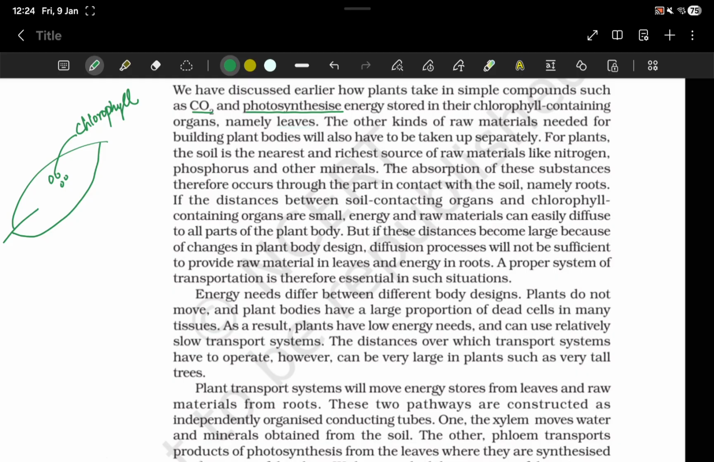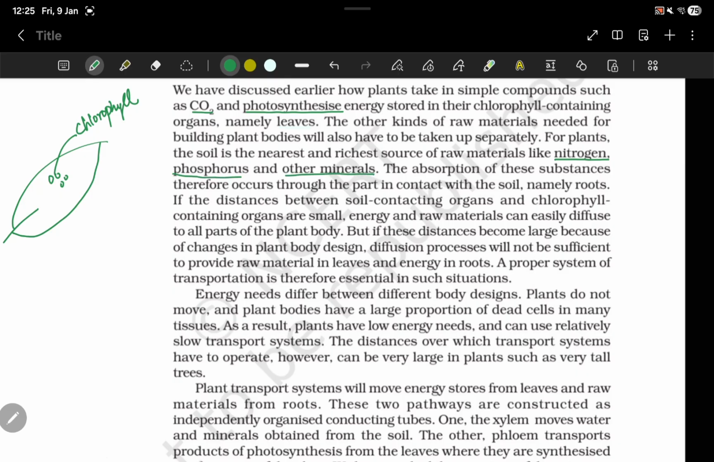Energy in the form of C6H12O6, by the process of photosynthesis using raw material, is synthesized by the plant itself. That is why the plant is known as an autotroph, using the leaf. But there are other materials which are needed for building plant bodies, and they have to be taken up separately. For example, nitrogen, phosphorus, potassium. So for plants, the soil is the nearest and richest source of raw materials like nitrogen, phosphorus, and other minerals.